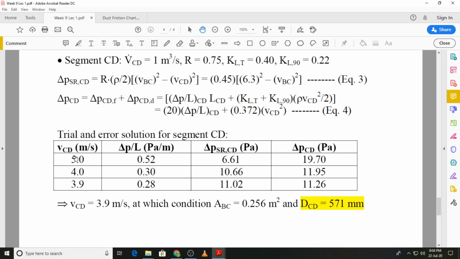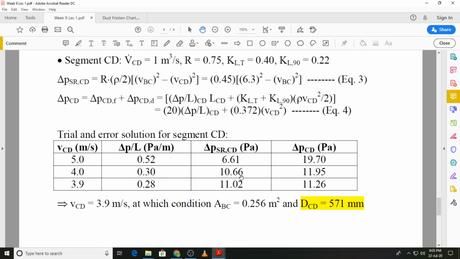And you can see again the trial and error method I have gone through. I started with a velocity of 5 meters per second, found out the frictional pressure drop per unit length, found out the value of static regain and the corresponding pressure drop. There's a very significant difference between the two values. One is very high, this one is comparatively very small, so I need to increase the value of the static regain. That means I have to reduce the velocity appreciably, and I reduced it to 4 meters per second.